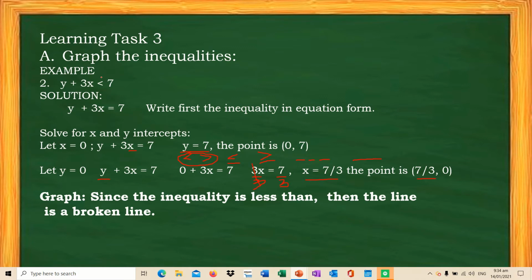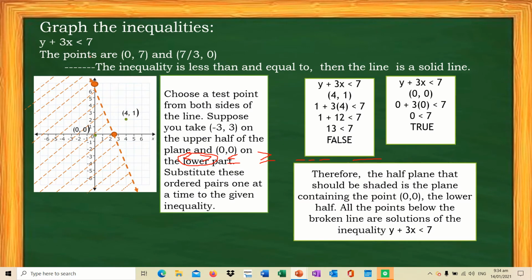Okay, so as you can notice, our inequality symbol here is less than. Wala siyang or equal to sa baba. So therefore, ang gagamitin natin is broken line. So again, ang points na nahanap natin is 0, 7 and 7 over 3 and 0. So let us plot now the 2 points. So 0, 7, and dito yung point na yon. And we have 7 over 3 and 0.